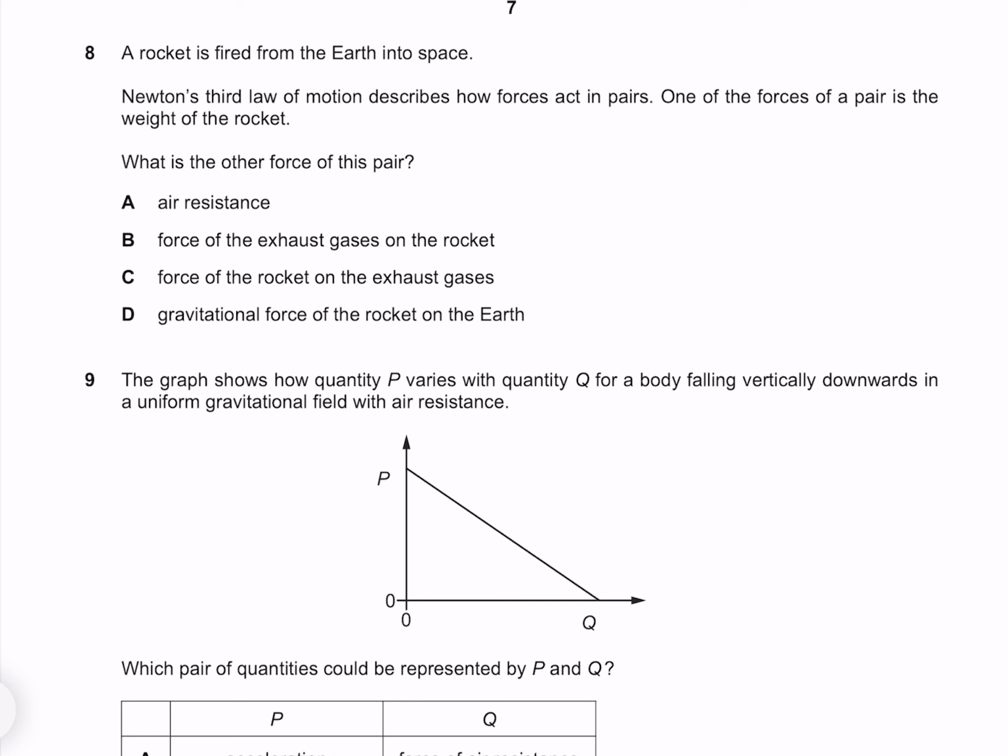A rocket is fired from Earth into space. Newton's third law of motion describes how forces act in pairs. One of the forces of a pair is the weight of the rocket. What is the other force of this pair? Just as Earth exerts a gravitational force on the rocket, the rocket exerts an equal and opposite gravitational force on the Earth.